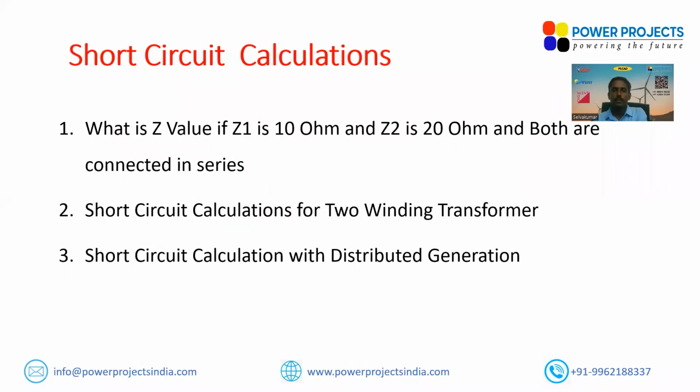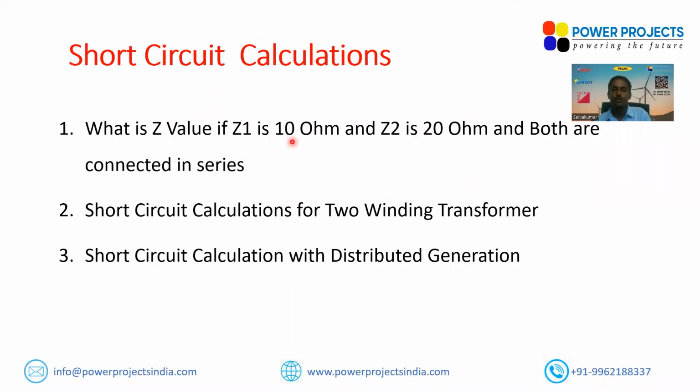We will move on to the next. So what is the Z value? If Z1 is 10 ohm and Z2 is 20 ohm and both are connected in series. Let's take this Z value. I have two impedances. Previously they were connected in parallel, now I am connecting two impedances in series. Z1 is 10 ohms, Z2 is 20 ohms. Can you say what the total impedance could be?